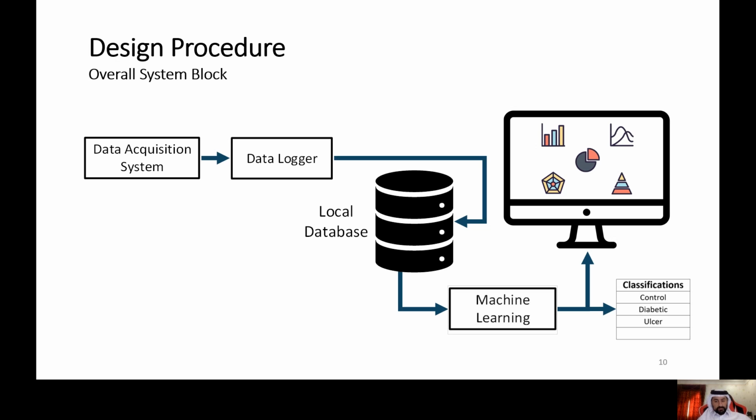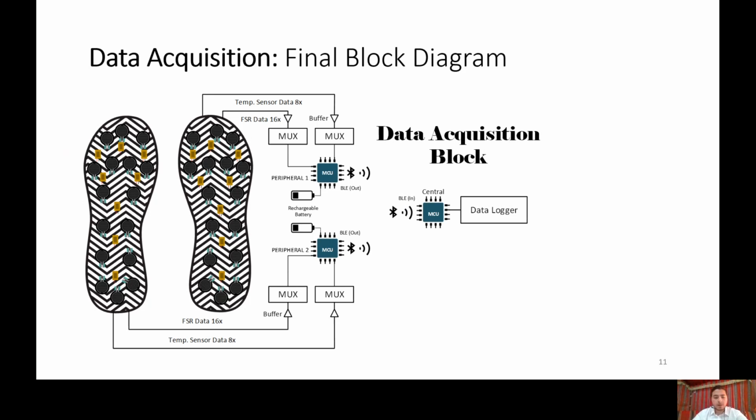This is our final data acquisition block diagram. What is happening here is that when the 16 pressure sensors and temperature sensors obtain the patient's measurement, the data goes into a buffer, then is multiplexed in order for the microcontroller unit to transfer it to the central device using BLE.